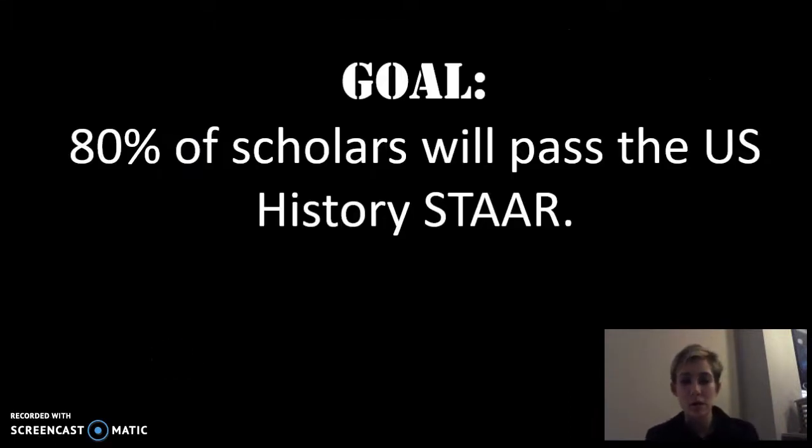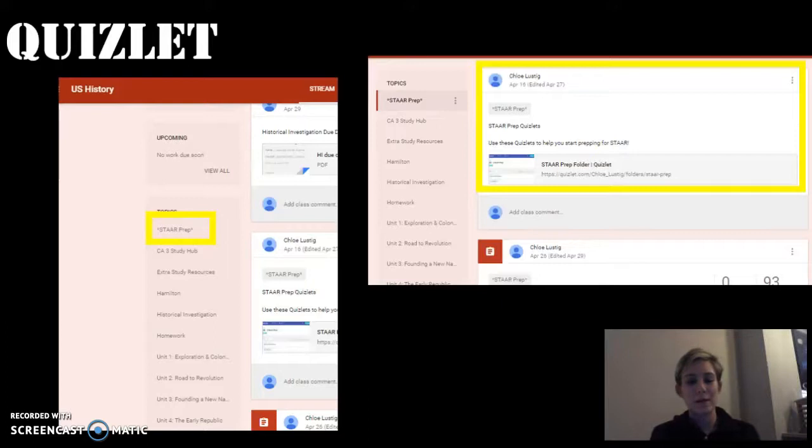Like we know, our goal is that 80% of us are going to pass the U.S. History STAAR. Now, to do that, I'm not going to say it's easy, but there are things we can do at home to make this happen. For example, there is a Quizlet on Google Classroom that's been there for a while, but I want to make sure you know about it. On Google Classroom, on the left-hand side, go to STAAR Prep, and then it's this top link right here. It says STAAR Prep folder. There are Quizlets based on topic and also just as a total that have a bunch of STAAR terms on them, so you can practice targeted on what you need or just do everything at once.